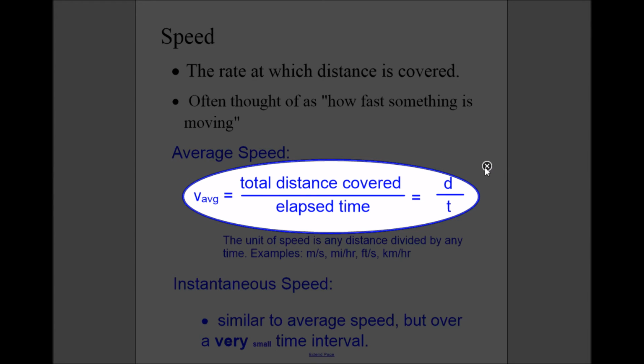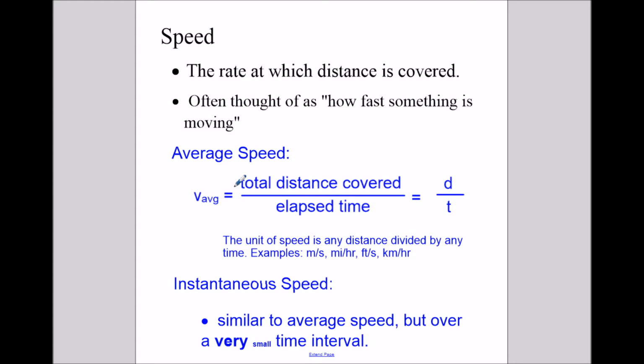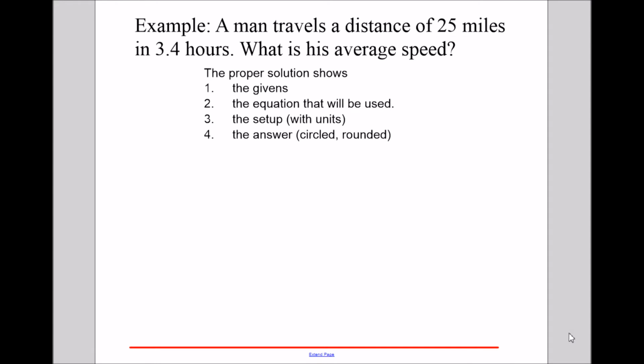Let's do a very simple example where we can see how this average speed equation can be used. In this example, the problem says a man travels a distance of 25 miles in 3.4 hours. I want to know what his average speed is. This is really a pretty simple problem. Most people can do this very easily without thinking about it much, but I want to use this problem as an illustration to show the proper way to solve problems in physics.